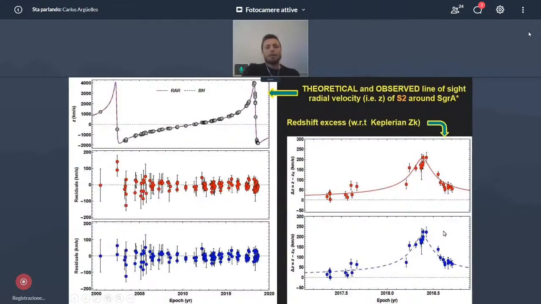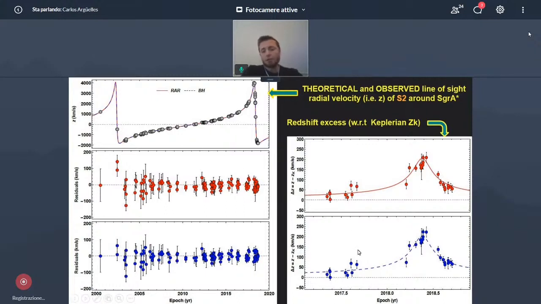Then let's move to the observed line of sight radial velocity, or so-called redshift function of S2. This is when it's approaching pericenter, and of course, as the period of S2 is 16 years and the observations span 26, we have more than one complete orbit. Again, both models can produce analogous chi-square to fit this data.